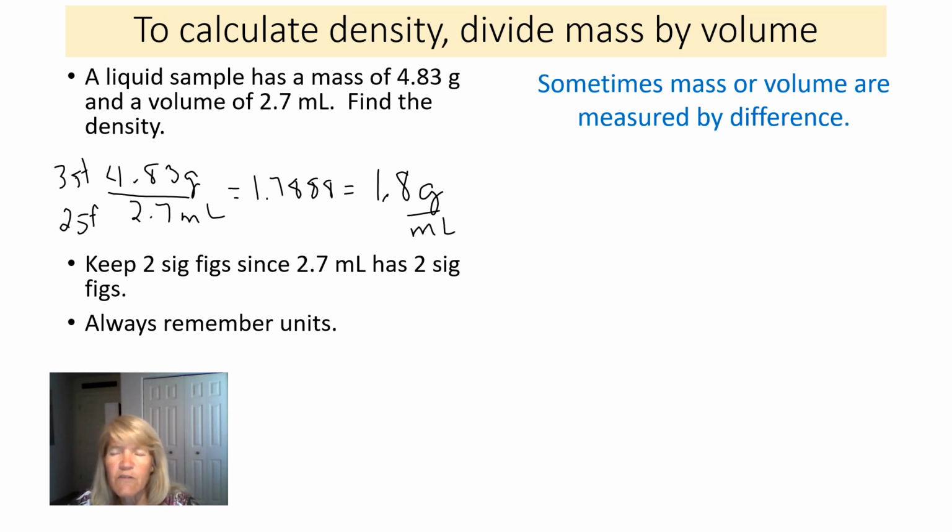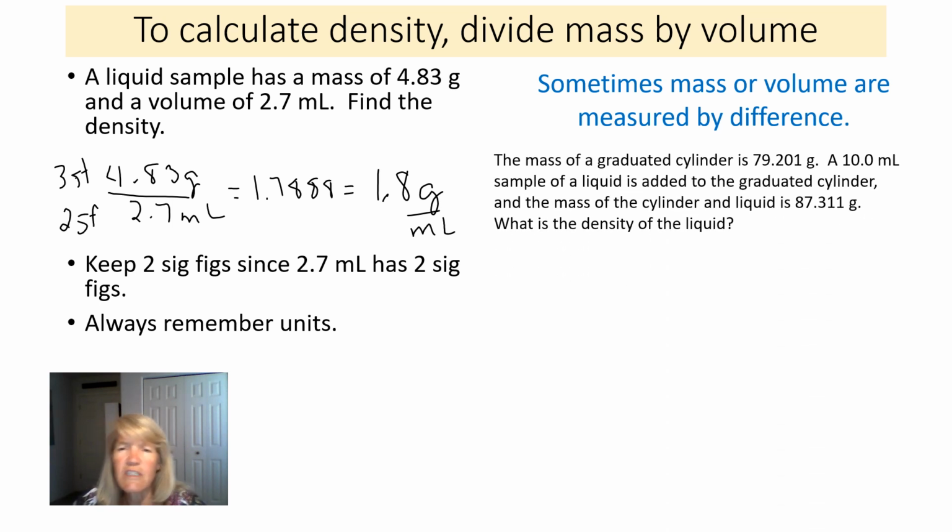Sometimes the mass or the volume are measured by difference. So here's an example like that. The mass of a graduated cylinder is 79.201 grams. A liquid 10 milliliter sample is added to the graduated cylinder. The mass of the cylinder and the liquid is 87.311. So when you think about it, how do you find the mass of a liquid? Well, you can't just pour it on the balance. You have to put it in a container.